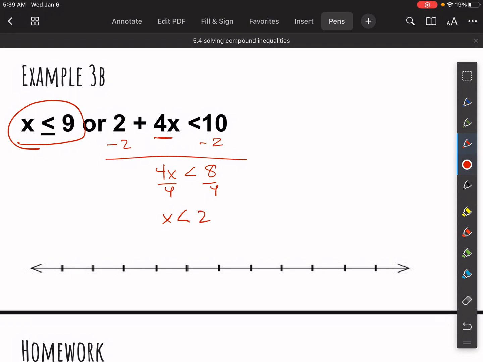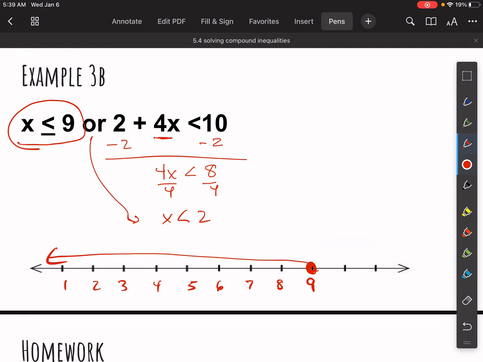So now notice here, you guys, we have x is less than or equal to 9. Let's just put that on the graph. Here's 9, 8, 7, 6, 5, 4, 3, 2, 1. Okay, if it's less than or equal to 9, I'd have a closed circle here, and it'd be going this way. Okay, then the or statement also says, x is less than 2. Well, if x is less than 2, that's here going off in this direction.